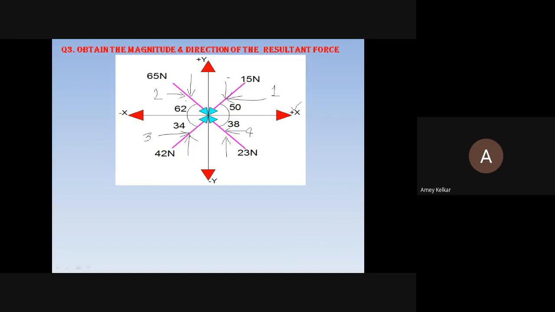Then what will happen? +65 cos 62. Correct. Okay. Plus 42, yes, cos 34. Next, plus 23, correct, 23. And minus again. Which side is the arrow going? Arrow is going this side, towards minus. -23 cos 38. Okay, Manoj, if you have doubts, text me, I'll tell you.